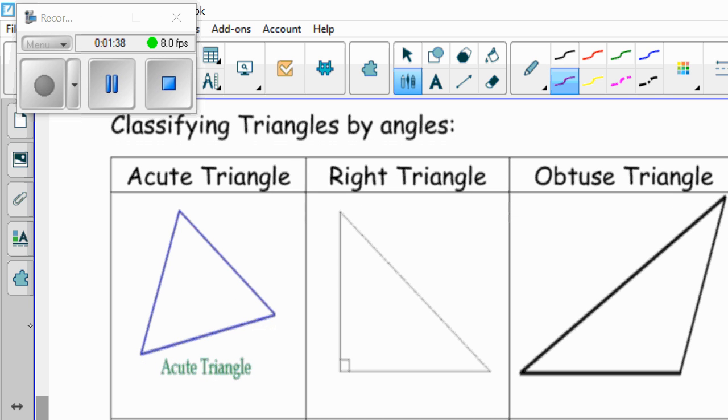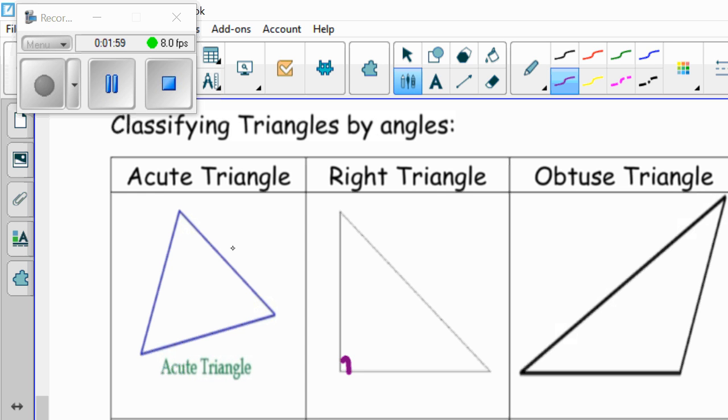We have an acute triangle. An acute triangle will have 3 acute angles, and remember acute means less than 90 degrees. So this is less than 90 degrees. A right triangle will have 1 right angle. Remember, right angle means 90 degrees. It will be marked with that little square.